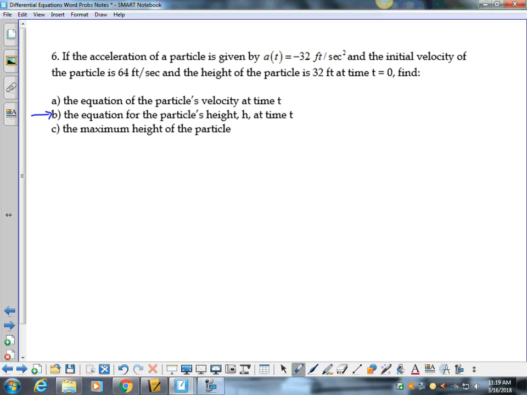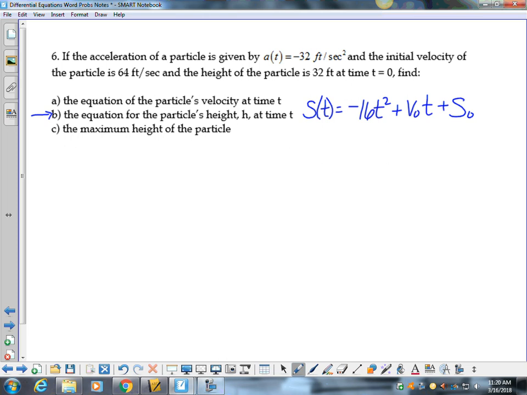What was the formula for position? S sub t, negative 16, because gravity pulls you back down, t squared, plus, what goes next? Initial velocity, t, plus initial height.